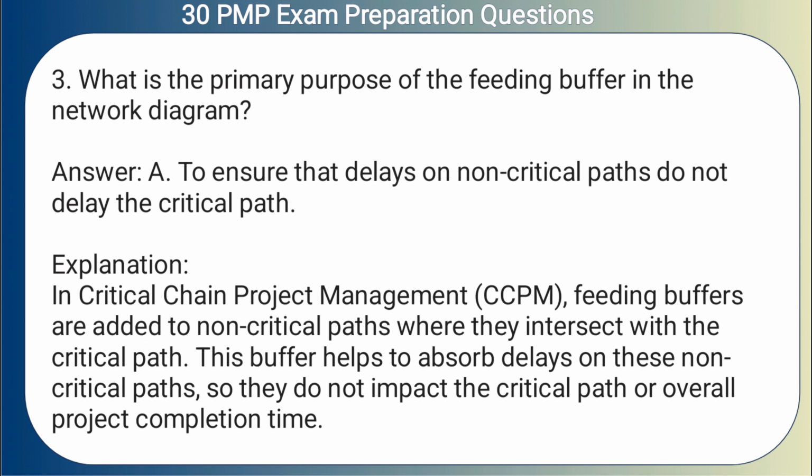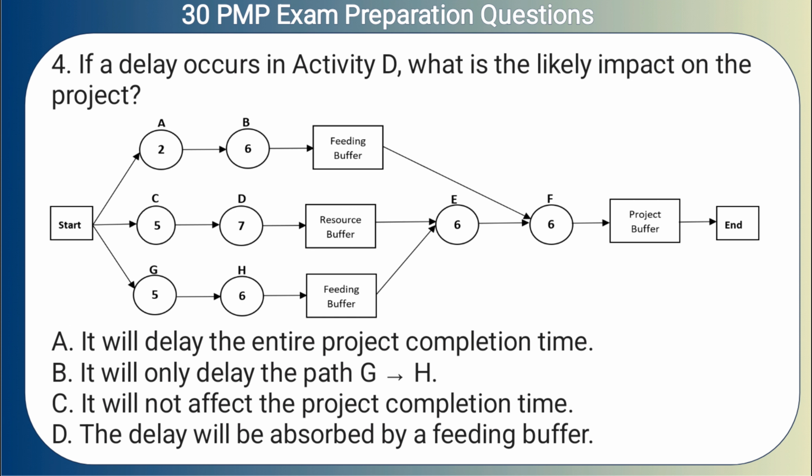Explanation: in critical chain project management, CCPM, feeding buffers are added to non-critical paths where they intersect with the critical path. This buffer helps to absorb delays on these non-critical paths so they do not impact the critical path or overall project completion time.